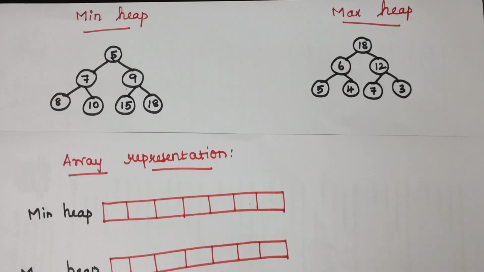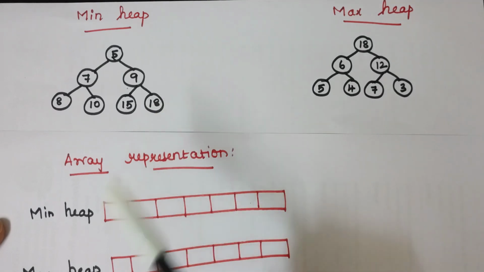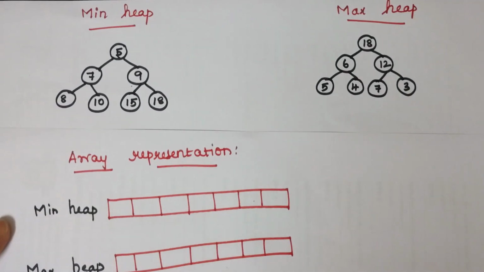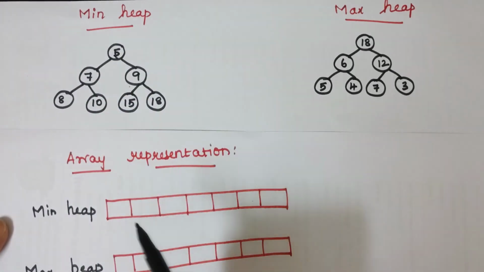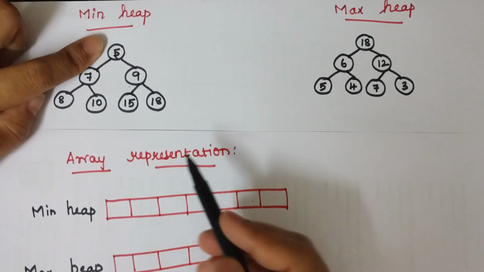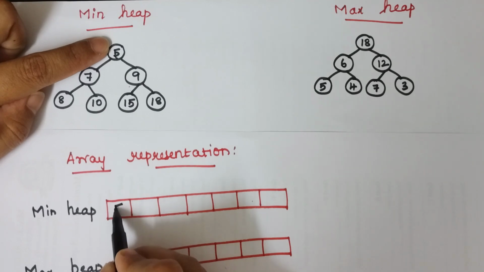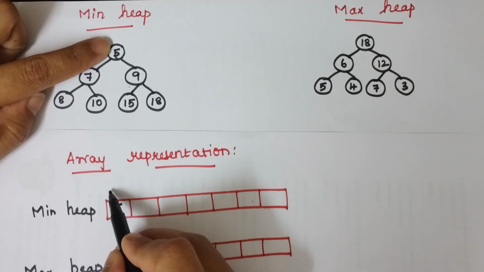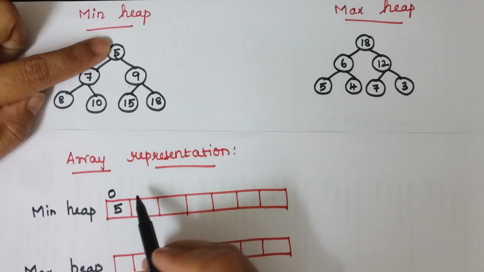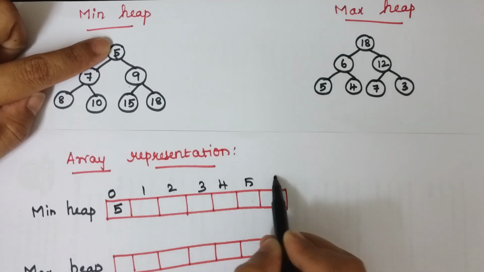And here is the array representation of heap. So for this min heap, how do we do array representation? I'll take this example and I'll show you how array representation of this min heap will be. Starting from the root node, the first value, that is the root node value, should be placed at the index position 0. So this is array representation, and we know the array position index value starts from 0 to n minus 1. So which means here 0, 1, 2, 3, 4, 5, 6.